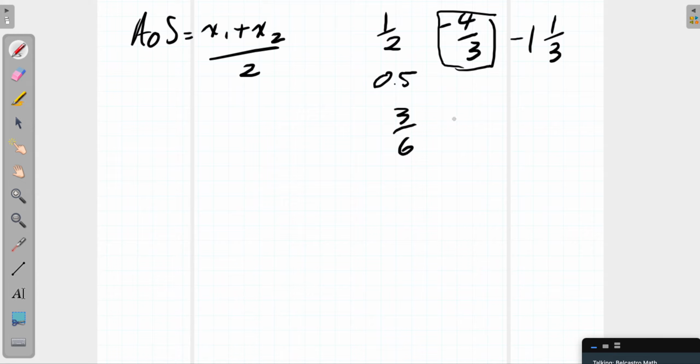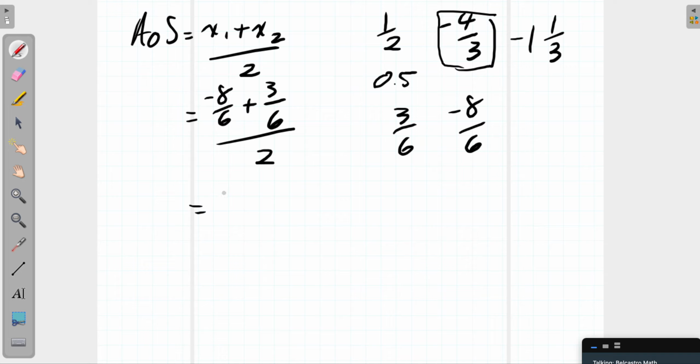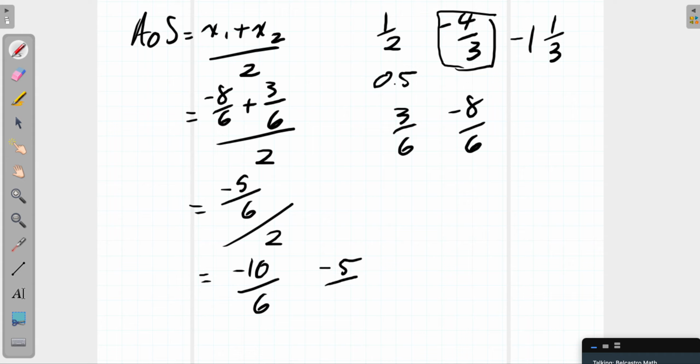So 3/6 and -8/6. We'll put it into the AOS formula: -8/6 plus 3/6, all divided by 2. That's going to be -5/6. And when you divide all of that by 2, it's actually the same as multiplying just the bottom value by 2. So you're going to get -10/6, which reduces to -5/3. So that's where the AOS should be.